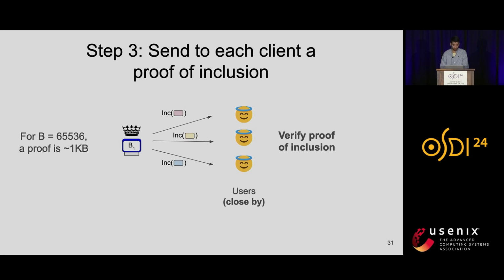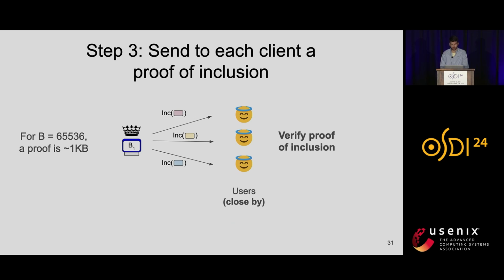So the third step is we're actually going to contact the clients again. We're individually going to send to each of these clients a proof that their request is inside of this accumulator. So a Merkle proof, in this case, for a batch of 500 operations, is going to be around 1 kilobyte per client. And they are geographically close, so even though this results in a communication step, it's small in terms of latency compared to a global round trip.